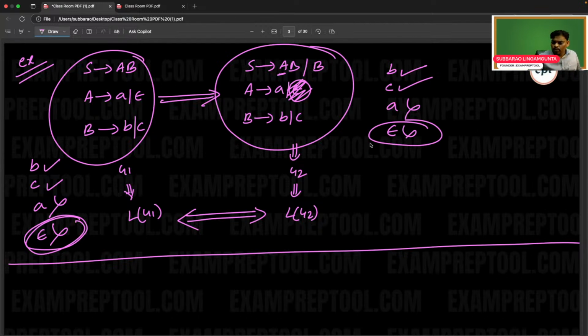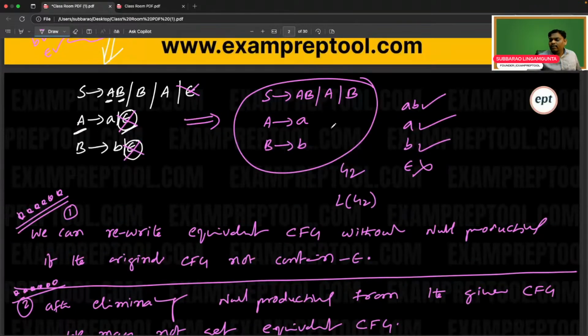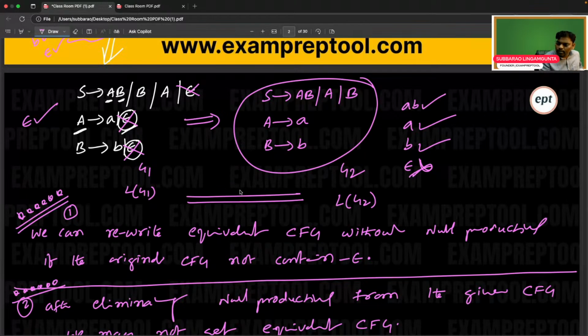Remember, in this problem, both the languages are same. But in this problem, both the languages are not same. Before conversion, if you observe, epsilon is possible. But after conversion, epsilon is not possible. They both are not same. Here, these two are not same. It is G1, it is G2. L of G1 is this one, L of G2 is this one. Both need not be the same. Epsilon difference may be there.